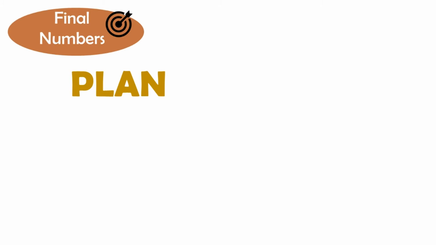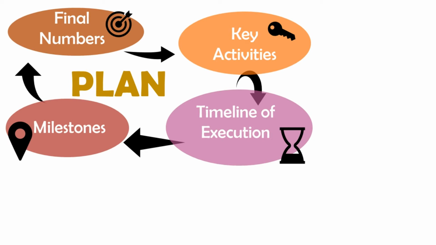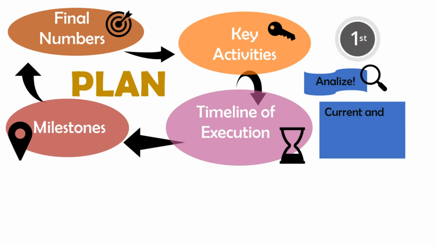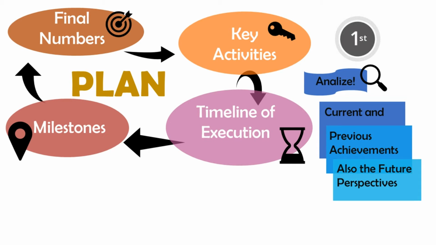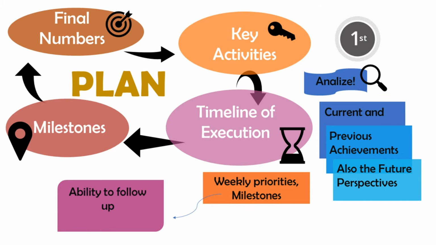First of all, as a project leader, you have to prepare a plan. This plan contains the final numbers, the key activities, a timeline of execution and the milestones. Before making a plan, do not forget to analyze the current and previous achievements of the project you are leading right now and the future perspectives. Your timeline should include both weekly priorities and milestones, which make you able to follow up on the results and flexibly adapt to the possible changes later on.